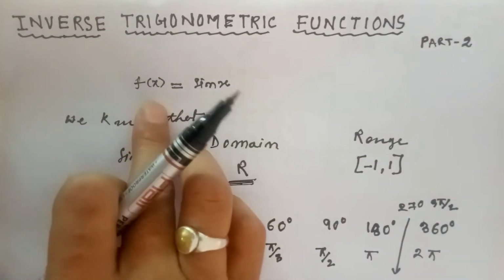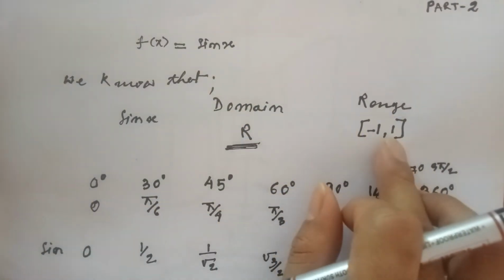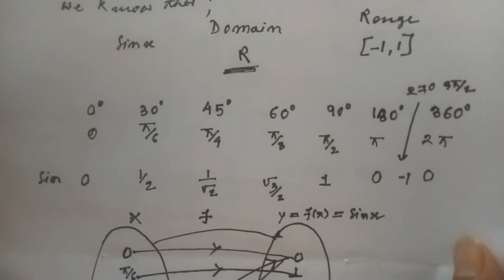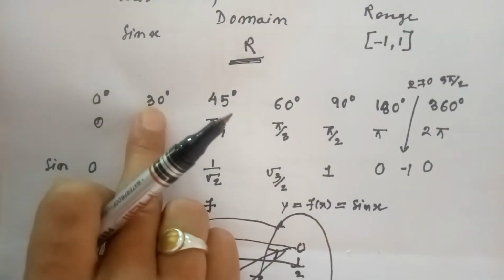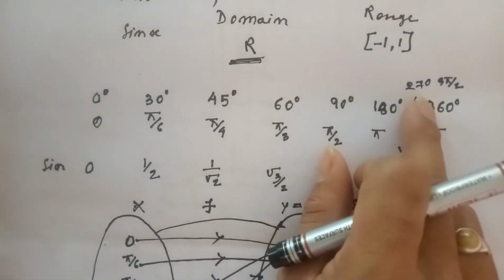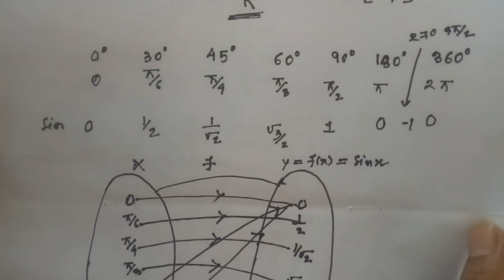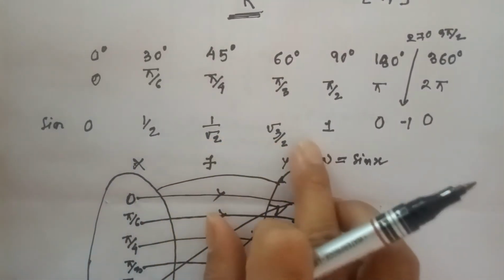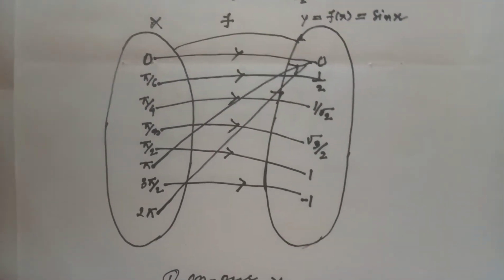Now a quick look at what we studied. We first take f of x equal to sin x. We know that sin x has domain R and range minus 1 to 1 in general. So we consider some values of sin x, which we study in the CBSE book: 0 degree, 30 degree, 45 degree, 60 degree, 90 degree, 180, 270 and 360 degree. We take some common values which we study in the CBSE book. We know the values of sin x are 0, 1 by 2, 1 by root 2, root 3 by 2, like this.